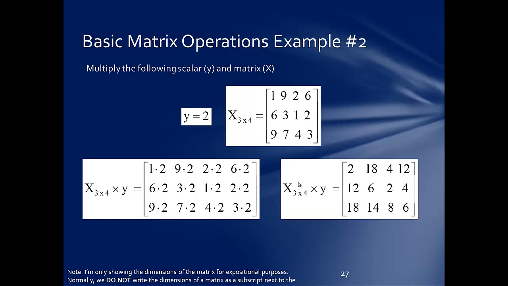Similarly, if y was now equal to 2, and we wanted to multiply the scalar y by the X matrix, we would just multiply every single element of the matrix by 2. Again, the matrix would retain its 3 by 4 dimensions.